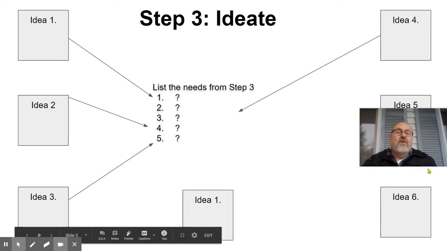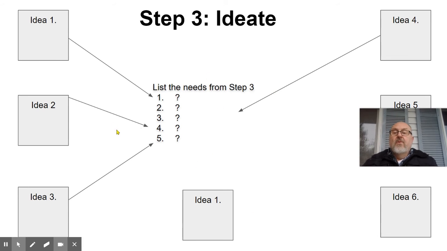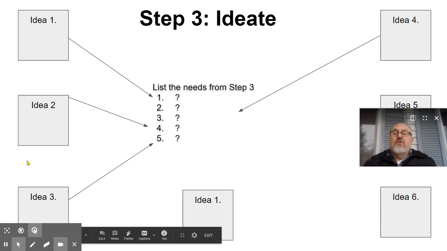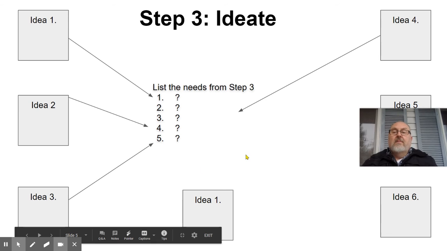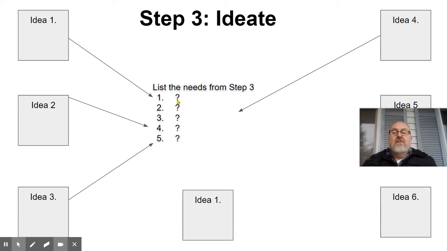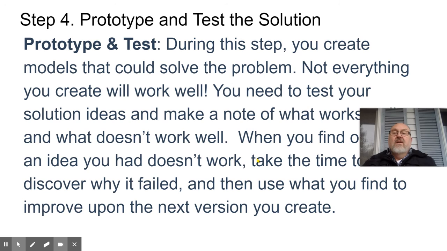So this is just a template. You can add more ideas. You can add more arrows. You can move the arrows around so that the ideas could solve possibly a couple of the needs. But what we want to do here is to get a picture, a brainstorm of ideas that would solve those needs. So the next step.